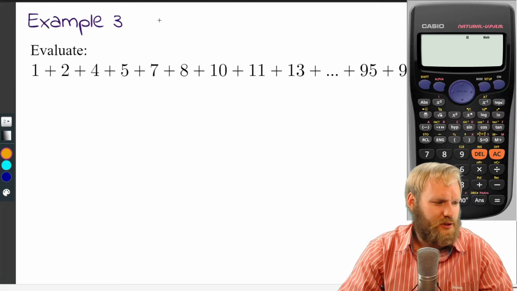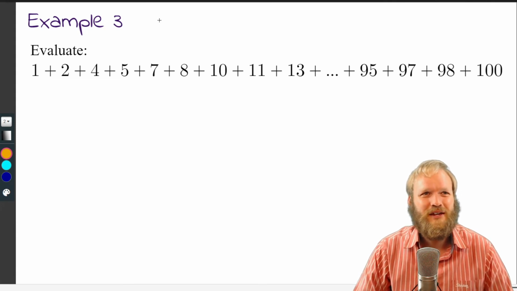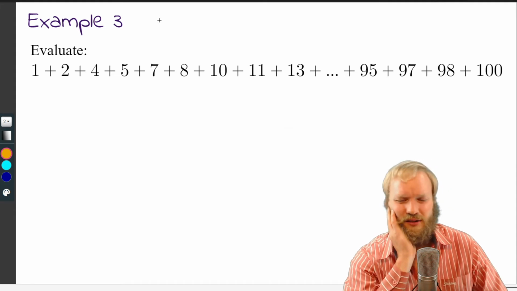Righto, we don't need that calculator. Our last examples for this section. Evaluate 1 plus 2 plus 4 plus 5 plus 7 plus 8 plus 10.